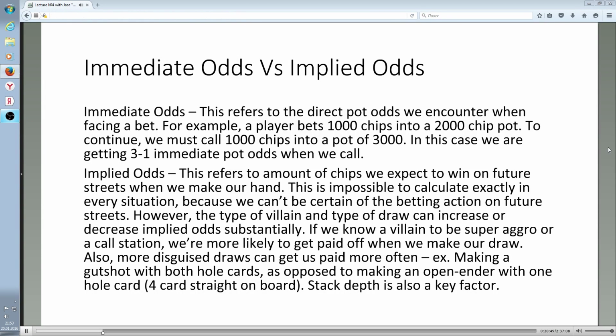So yeah, if we know a villain to be tight or passive, especially on the turn and river, then obviously that's going to decrease our implied odds because we're less likely to get paid when we hit our draw. And also, more disguised draws can get us paid more often. Probably the most disguised draw you could hit is a gut shot. Obviously, we don't have as much equity with a gut shot, only having 4 outs, but when we do hit it, it's going to be really hard for our opponent to put us on that hand, and therefore he's going to be more likely to call us down.